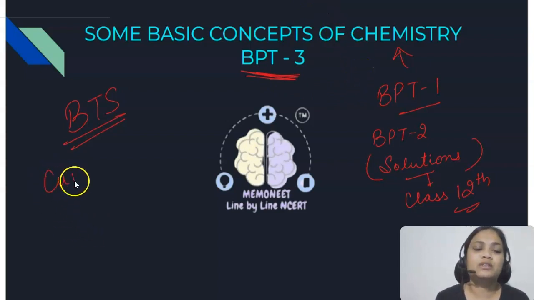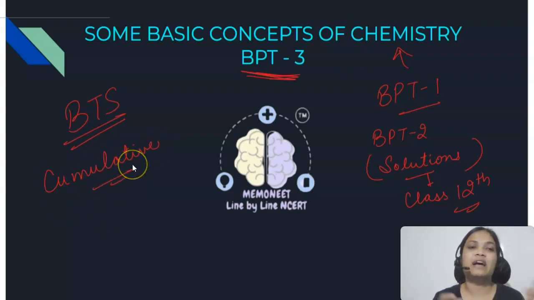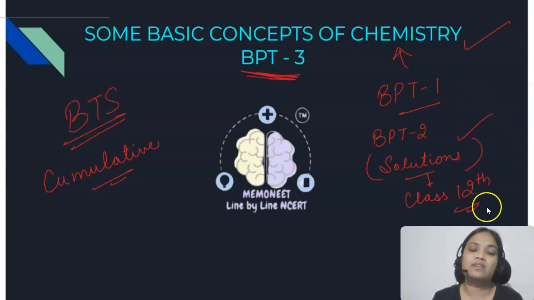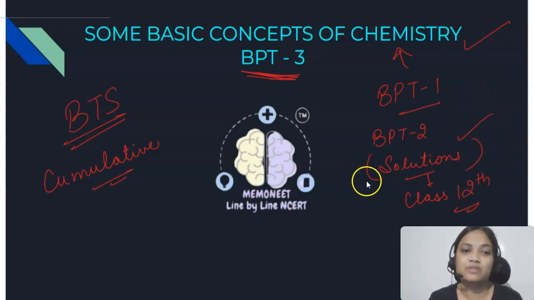Actually, it's a cumulative test. Cumulative test means whatever has been covered till now will be asked in Bhramastra part test 3. Means the 2 chapters, some basic concepts of chemistry and solutions, they will be asked in your BPT 3.